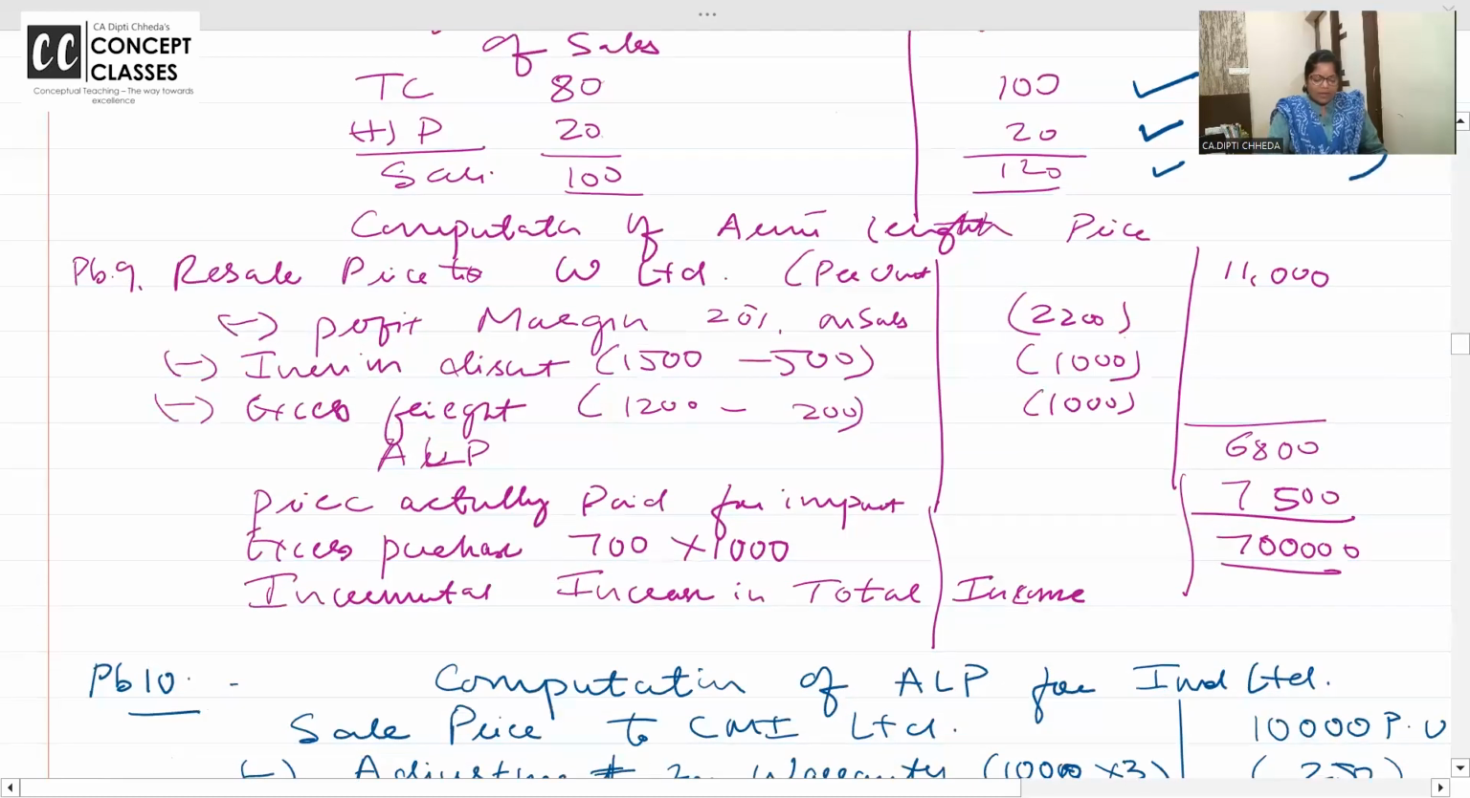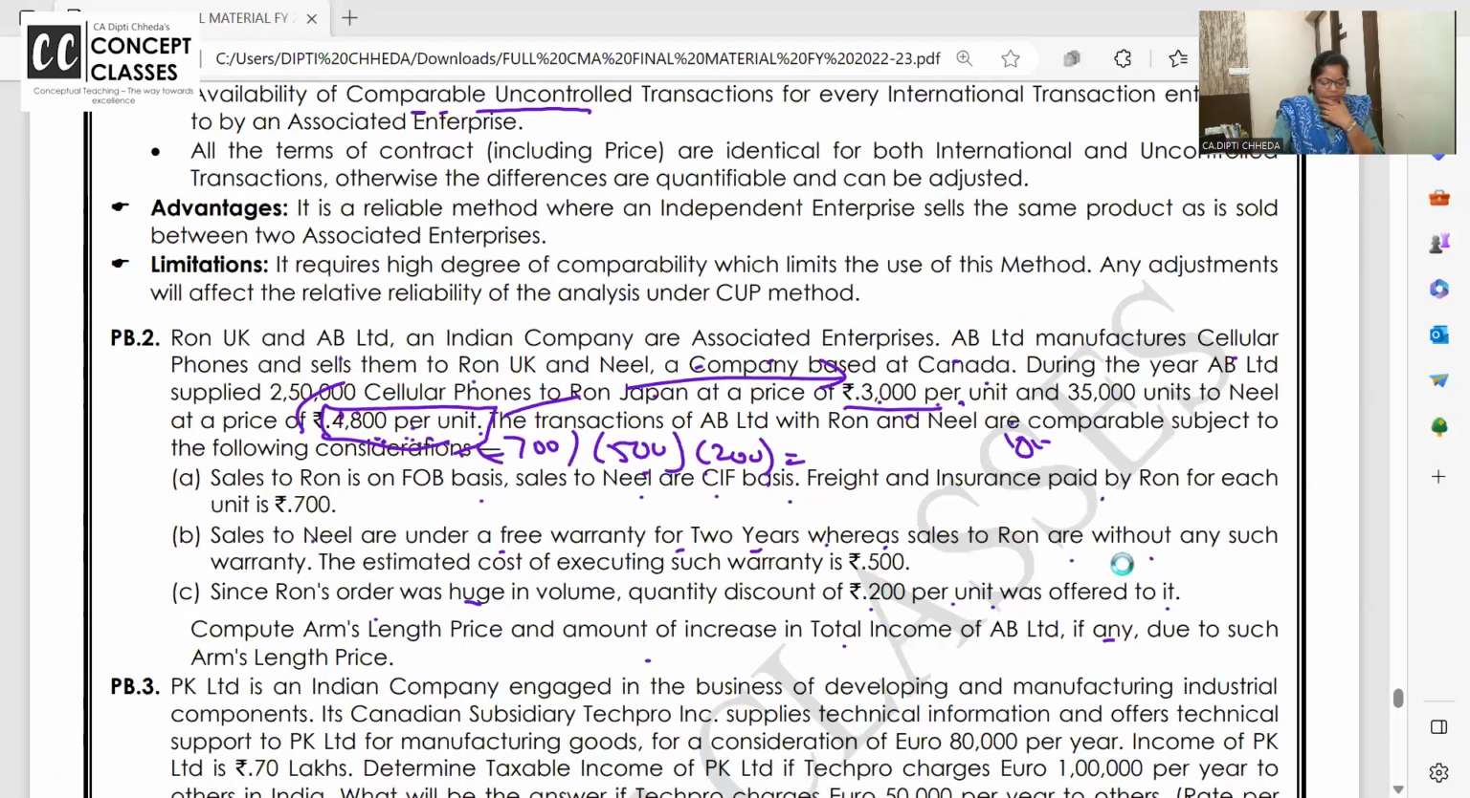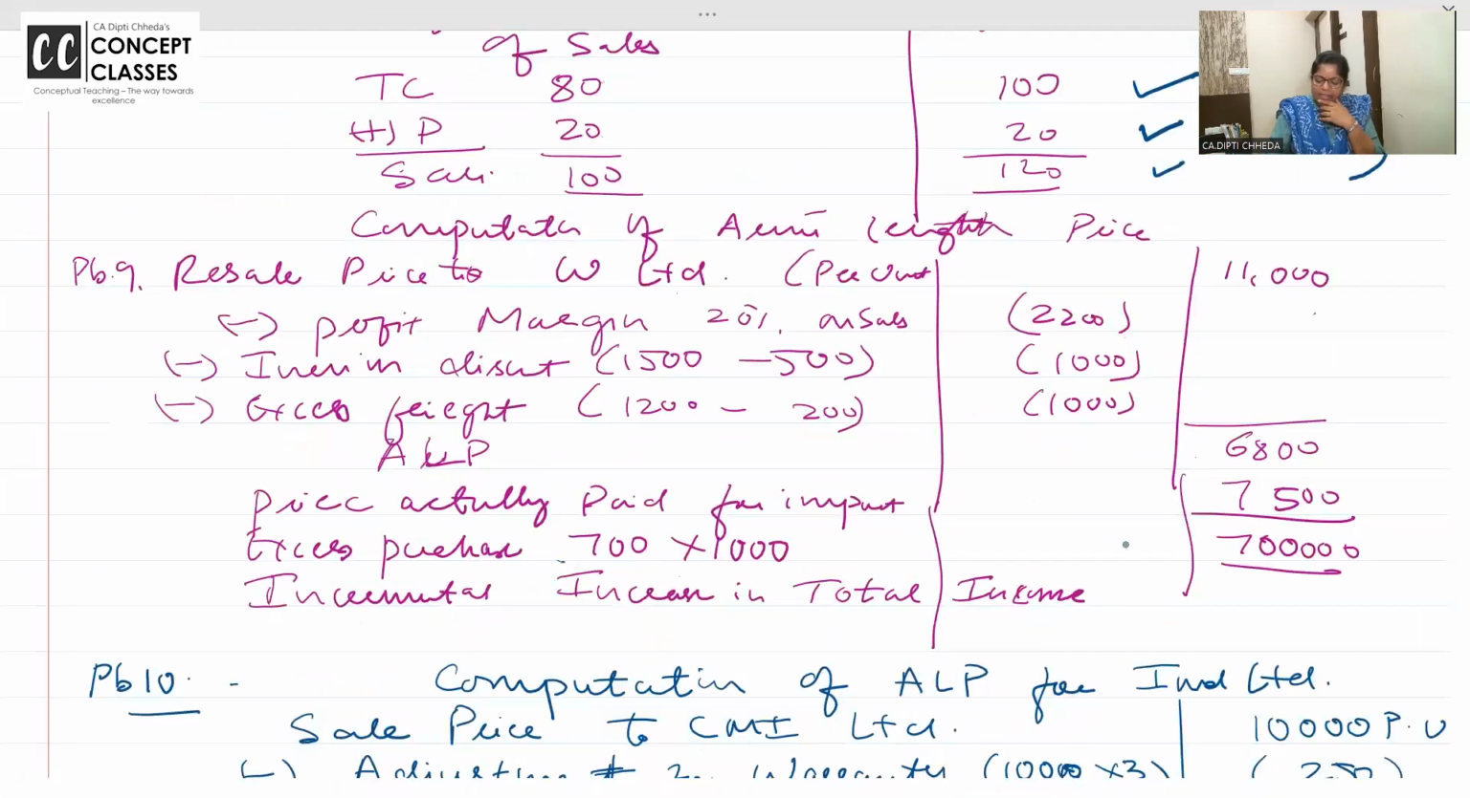Ye dekho. Resale price. I have sold to W Limited at 11,000. In that, my profit margin is 2,200. And I have added some discount and freight and all more. So arm's length price should be 6,800. मैं import करना था. But I imported or purchased it in 7,500. Have I paid 700 excess purchases? Yes, in 2000. Exact problem for RSP method. Clear to all of you? Increase your income.